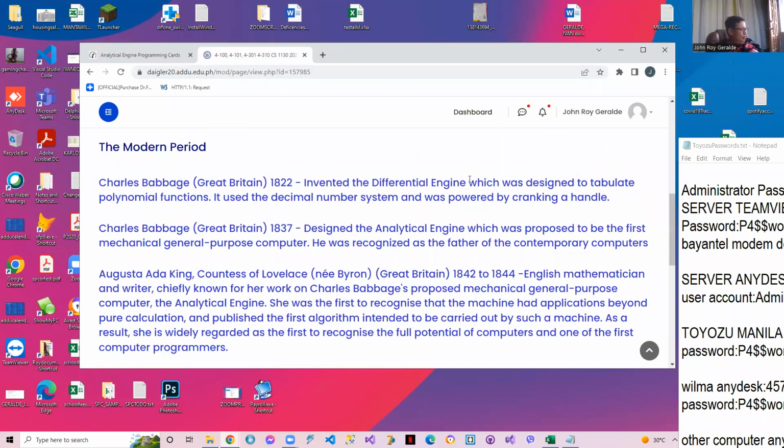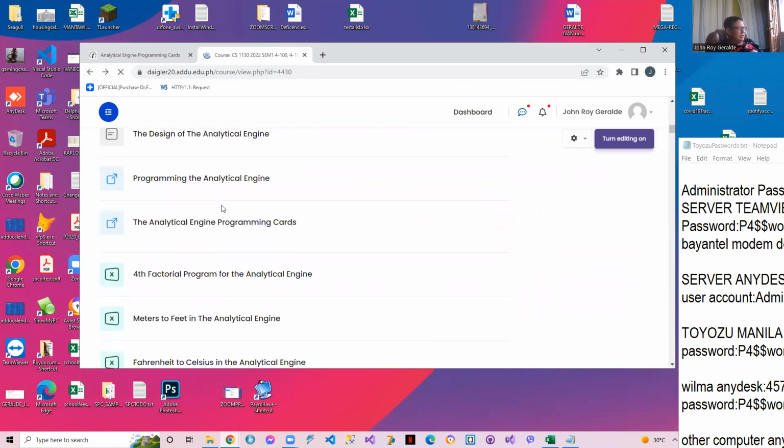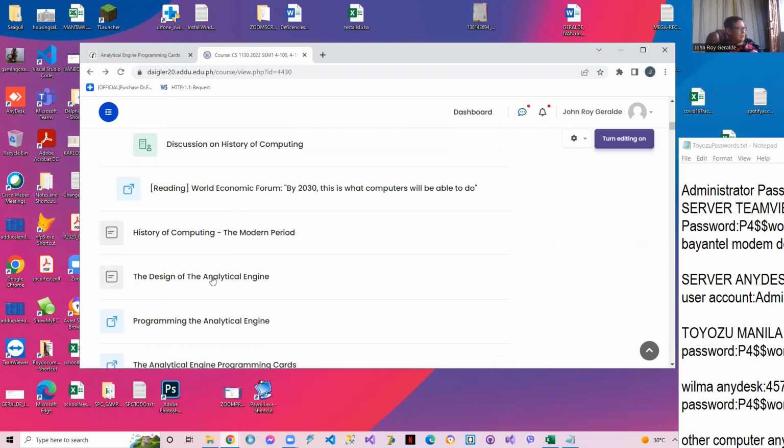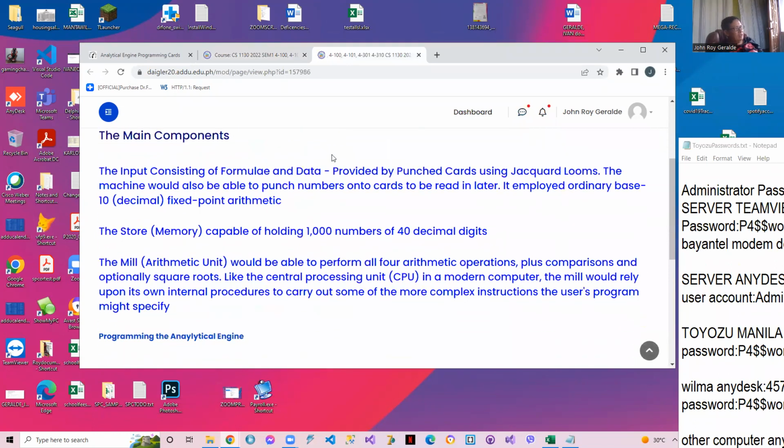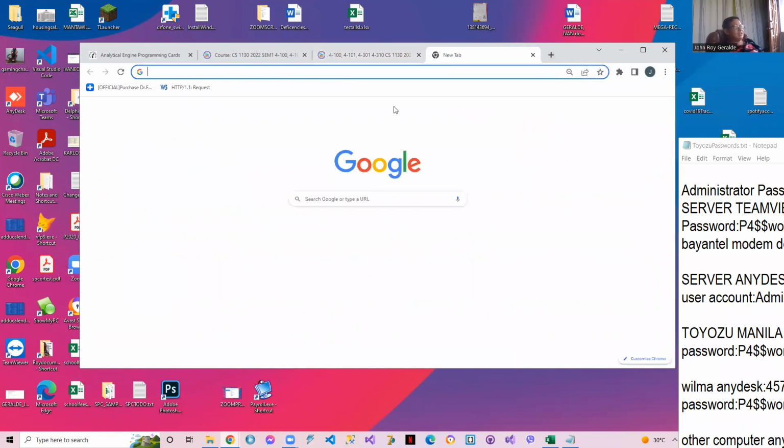Okay, now as I've said, we will look at the evolution. We'll look at the evolution and see how computers came to be. So let's look at it now. If you look at our next slide, there's the design of the analytical engine. Here it is now. There are two main components. The store is made of the Jacquard's loom, and the mill. Now let's look at that.